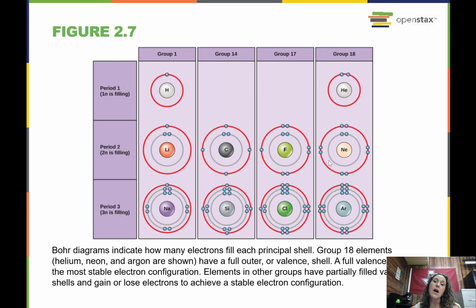Okay. Elements in other groups have partially filled valence shells. And so they are going to try to be stable by either gaining or losing electrons with other elements.